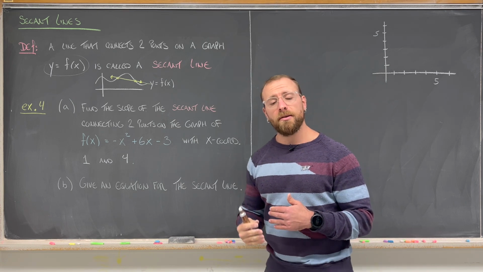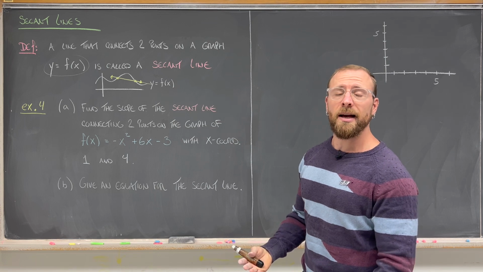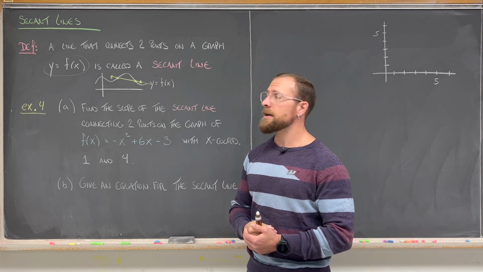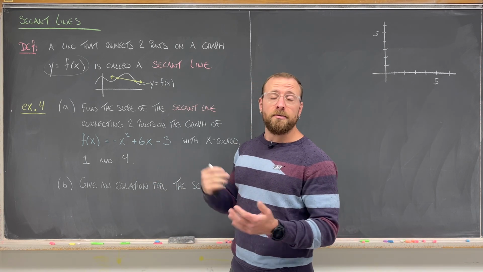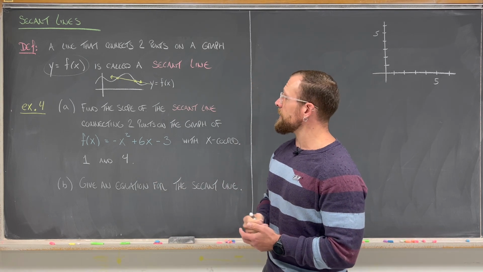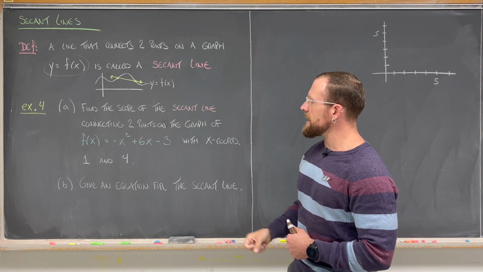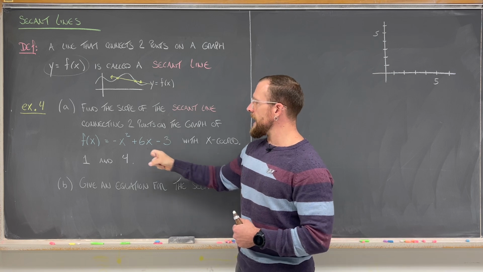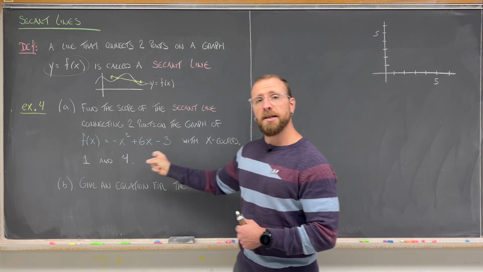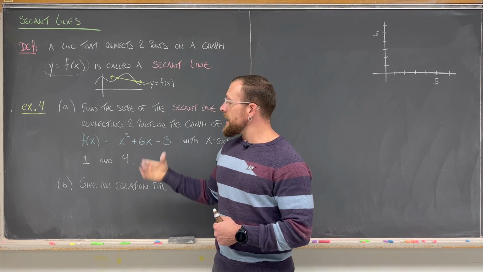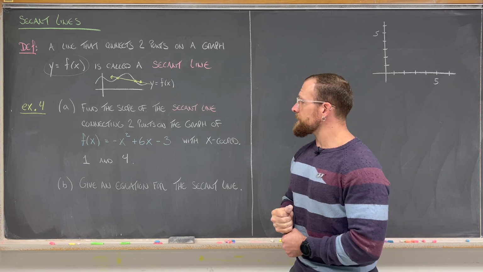And a typical question that you get in a calculus course is to give equations of secant lines and slopes of secant lines. So you'd be starting with some other function and talking about a secant line for that graph. Let's look at this example. It says, find the slope of the secant line connecting 2 points on the graph of this particular function, and I give you the x coordinates of those 2 points. I didn't give the y coordinates of those 2 points. We're going to need those, okay?